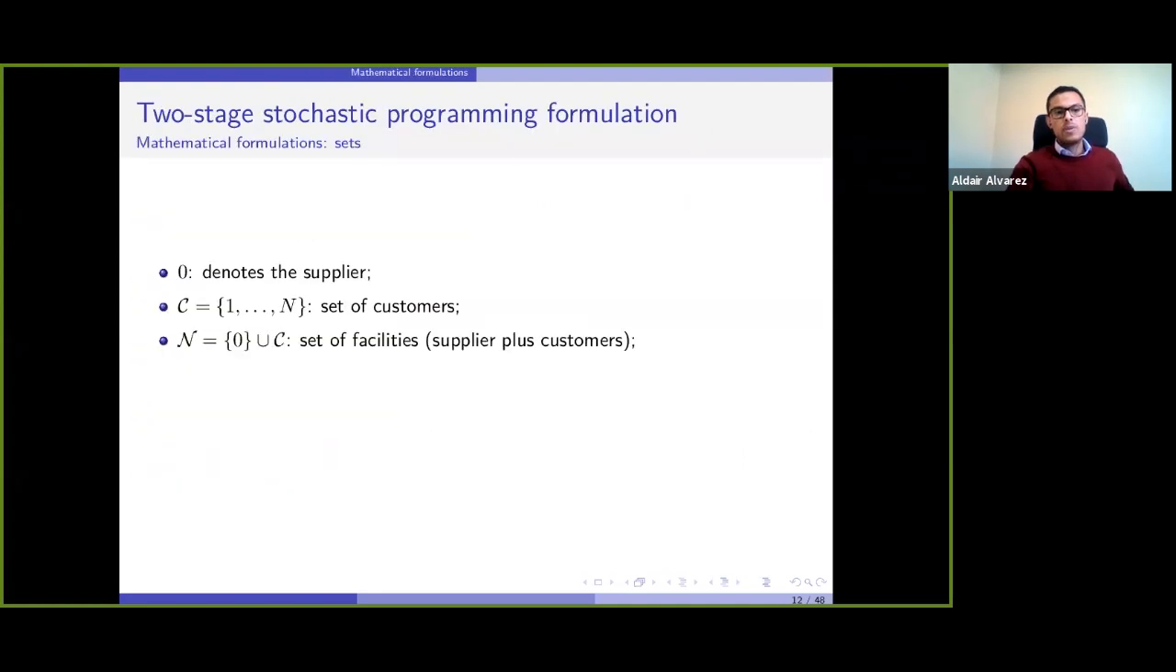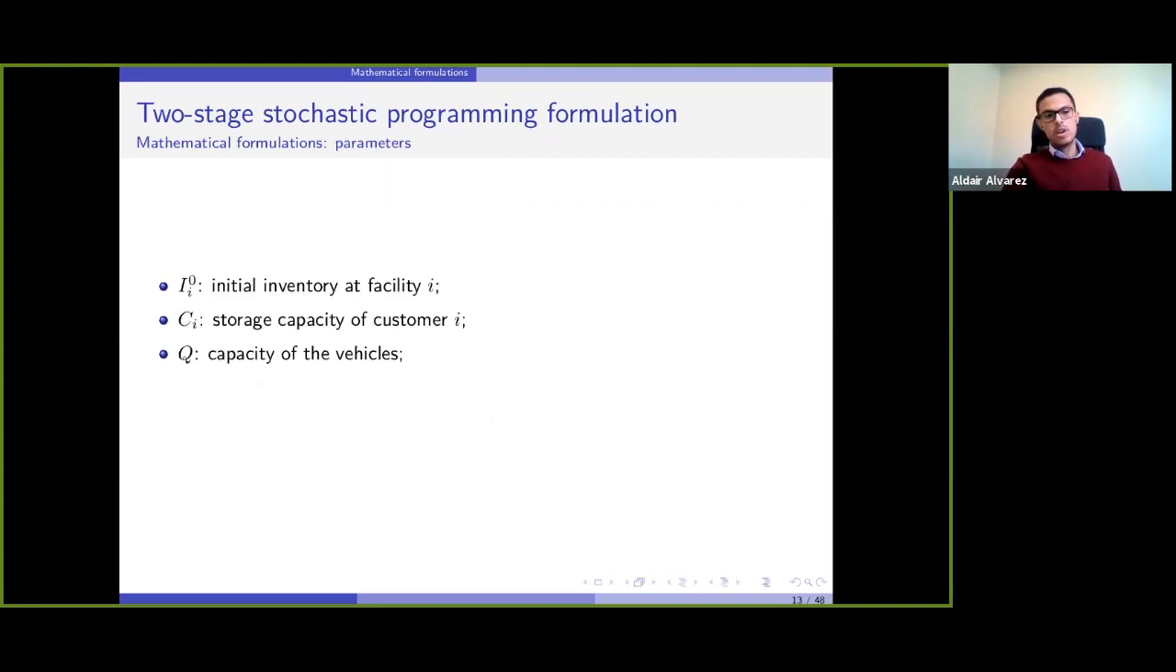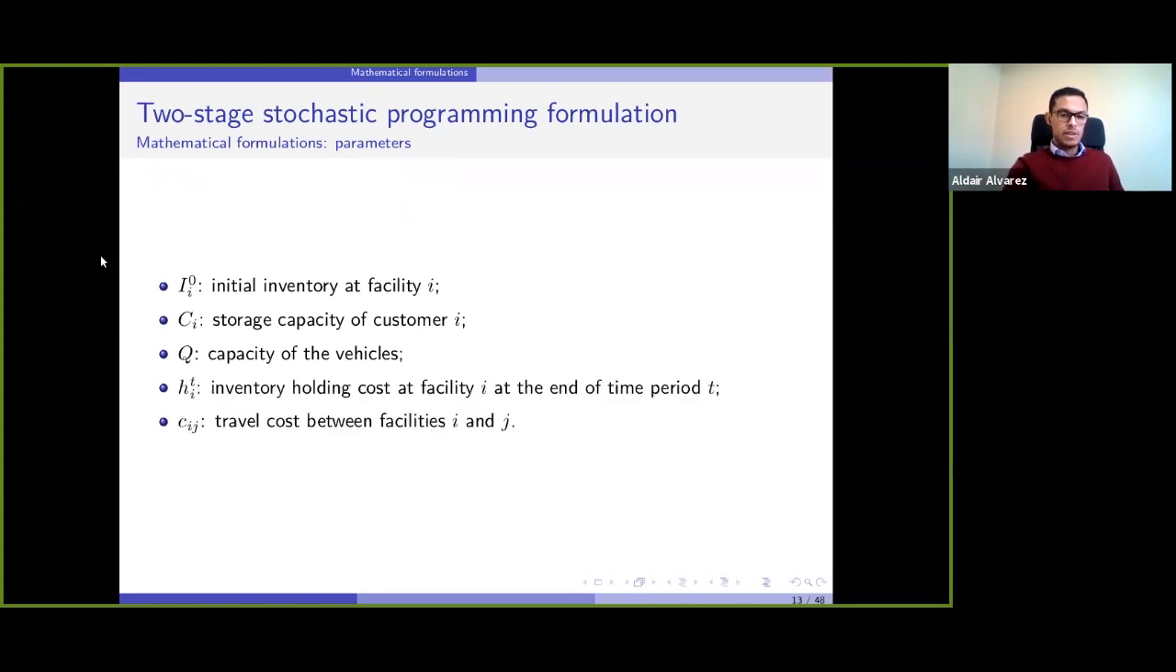Now with regards to the mathematical formulations, some notation first. We have the node of the supplier, which is 0, plus a set of customers, and a set of facilities, which is basically the supplier and the customers. We have a set of time periods, a fleet of vehicles, and a distribution network. And we have certain deterministic parameters like the initial inventory, the storage capacity, and the capacity of the vehicles. We have inventory holding costs and travel costs.